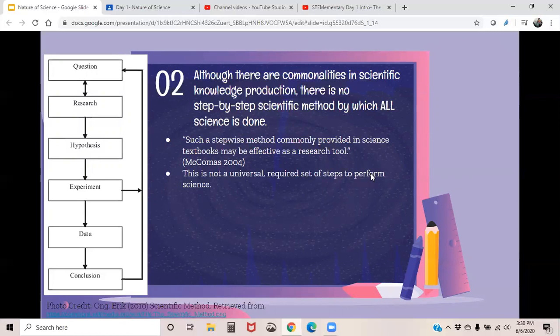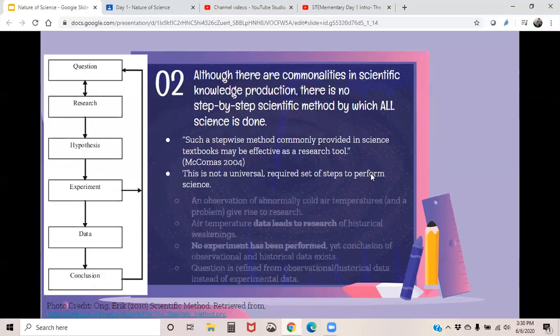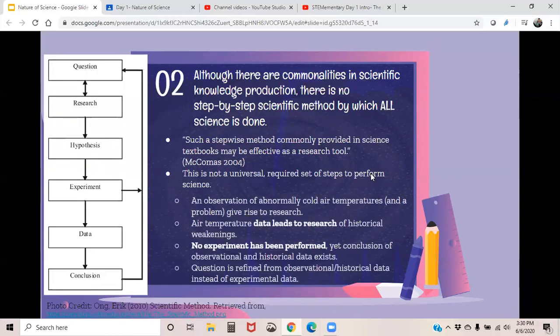And so according to McComas, such a stepwise method commonly provided in science textbooks may be effective as a research tool. Okay, and so again, this is not a universal required set of steps in order to perform science. And so just some examples here.